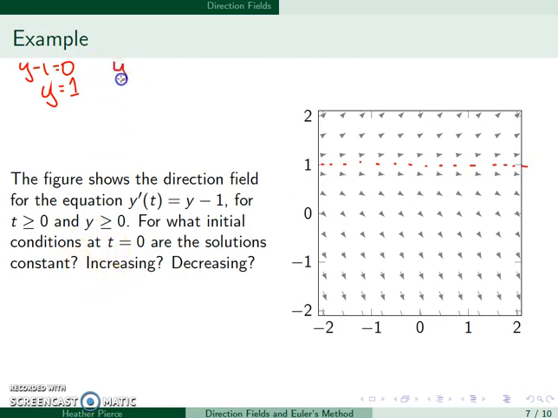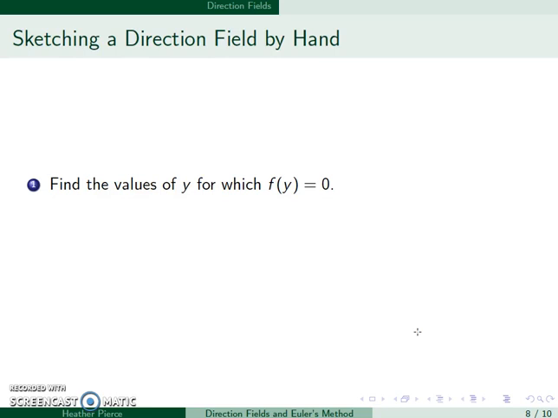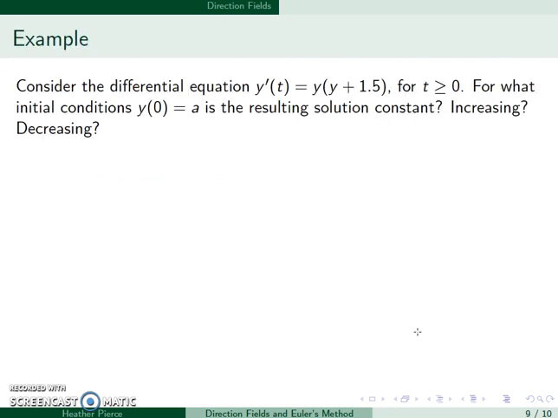It's increasing when my derivative is positive, so when y is bigger than 1, and you can see everything above 1 is getting bigger and bigger. They are all increasing. It's decreasing when my function is negative, so when y is less than 1, and you can see that we are decreasing below 1. So this is the idea. We have this function. We're going to figure out when f of y is 0, when it's positive, and when it's negative. For example, y prime equals y times (y plus 1.5) for t greater than or equal to 0. So let's find our initial conditions so the resulting solution is constant, increasing, and decreasing.